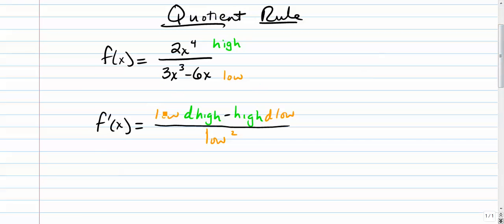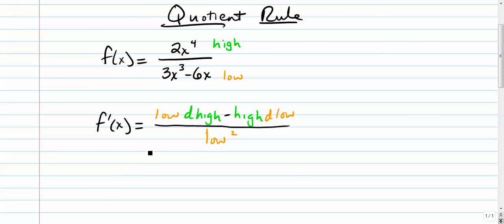Alright, so it's kind of like a little mnemonic device, right? Low d high minus high d low over low squared. It's a really easy way to remember it. That's how I remembered it back in high school, and that's probably the best way to do it.